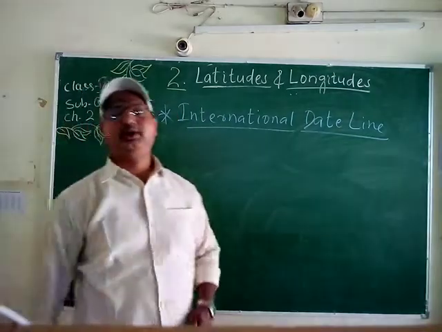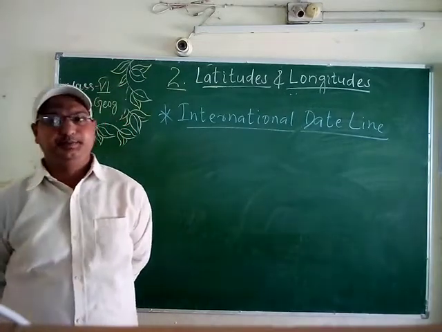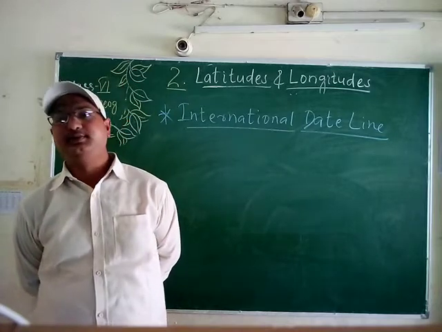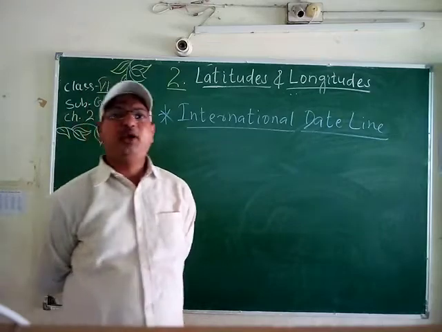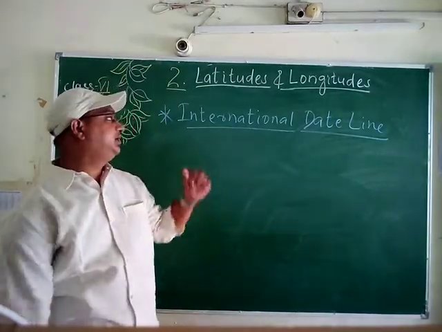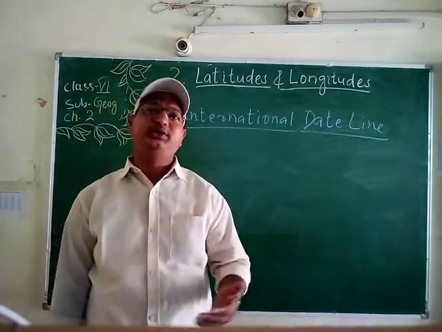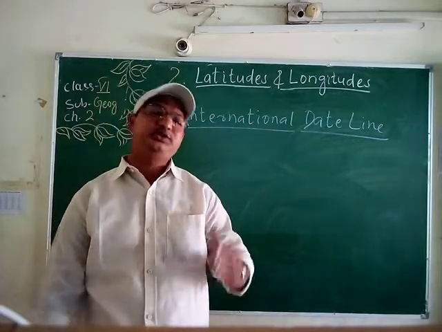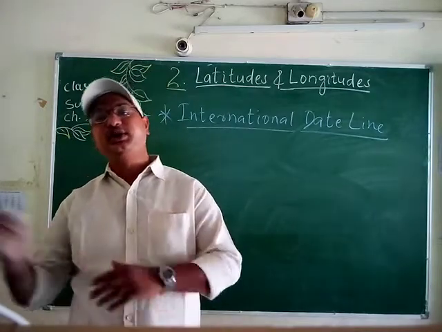The last topic is the international date line. The longitude of 180 degrees lies exactly opposite to the prime meridian. The 0 degree meridian and the 180 degree meridian form a complete circle. In the international date line, students, the date changes when we cross the line, so it is called the international date line. Places just west of this line are 24 hours ahead of the places just to the east.